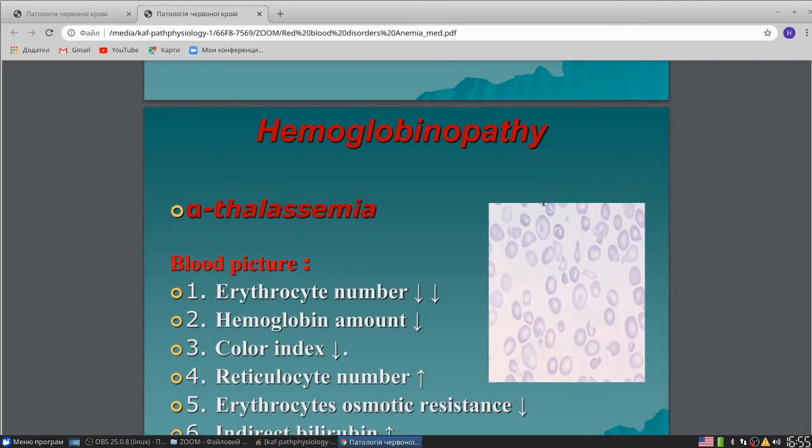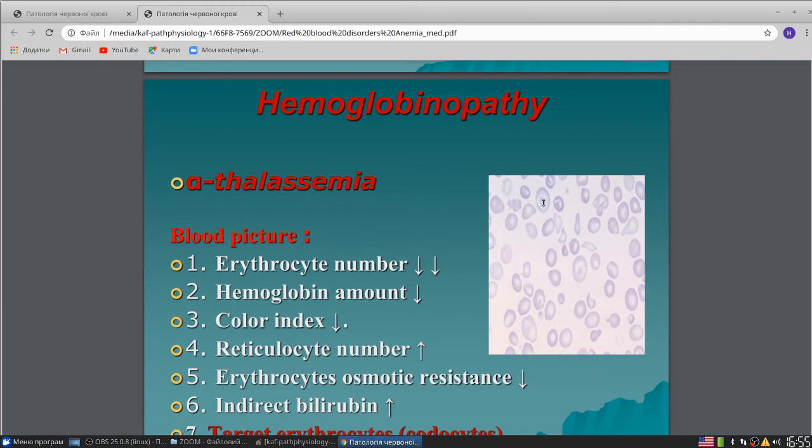Hemoglobinopathy, one example of this pathology, is complete alpha thalassemia. In this form of anemia, we will have this change in blood: a sharp decrease in the amount of erythrocytes and the amount of hemoglobin. The color index will also be less than the normal level.